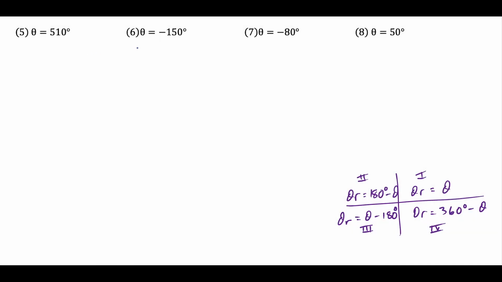So for the next 3 questions, I want to look at scenarios where your angles are bigger than 360 degrees or less than 0 degrees.